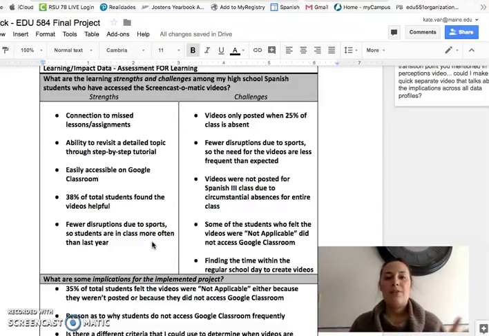So as a strength, there were fewer disruptions due to sports, which, as I mentioned previously, in years past, the sports schedule, and I hate to pick on them, but it's been music festivals and field trips and sports schedules and all these extracurricular things that are wonderful for our students, but really posed a lot of disruptions to learning in the classroom. So there are fewer disruptions due to sports and these other extracurricular things. So the students are actually in class more often than last year, which is a strength. And then on the flip side, I'll talk about why that is also a challenge.